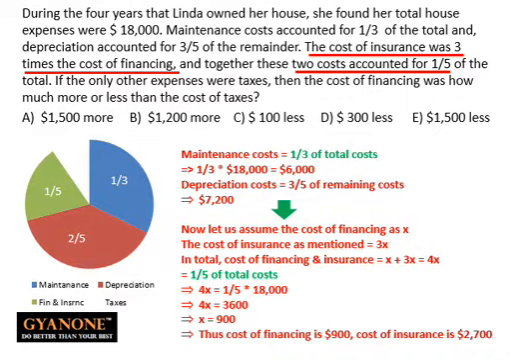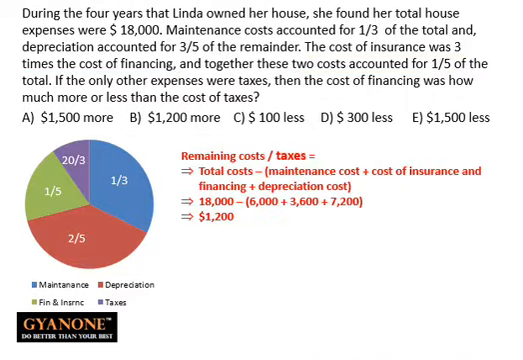We now move on to the last cost, that is the taxes. To calculate this remaining cost, we subtract all other costs calculated till now from the total costs. Again, by way of calculation, we get $1,200 as the cost of taxes.